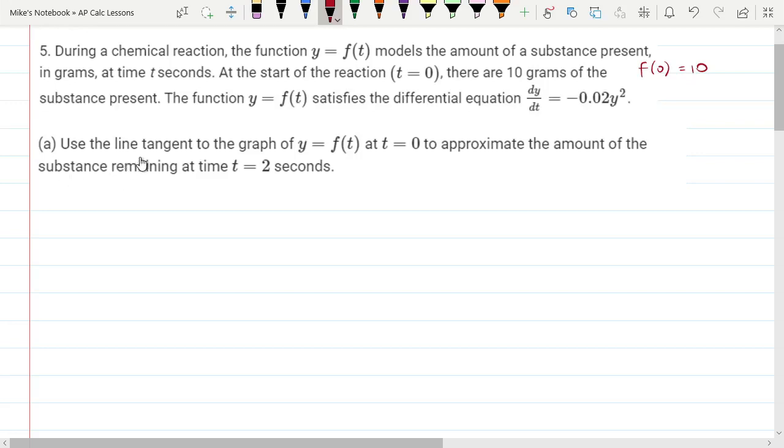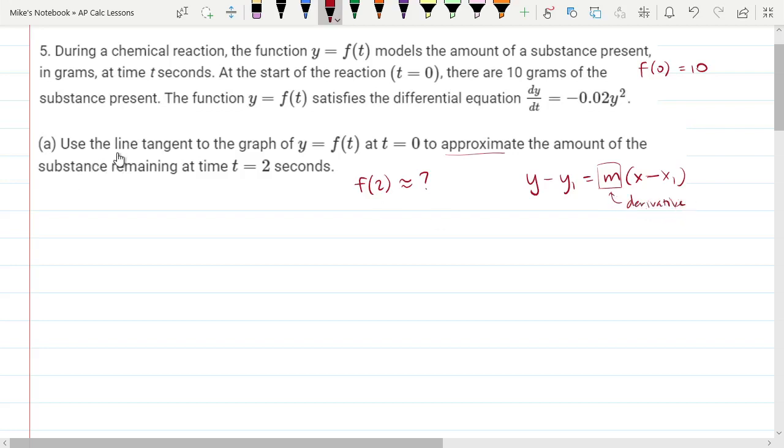So part A says to use the line tangent to the graph of y equals f of t at t equals 0 to approximate the amount of the substance remaining at time t equals 2. So in other words, we're trying to approximate f of 2 using our tangent line approximation. Now, this is something that we did way back in Unit 3, hopefully you recall. And remember, if you're writing the equation of any line, we're using y minus y1 equals m times x minus x1, where m is your slope and x1, y1 is a point on the graph. But remember, if it's a tangent line specifically, then your slope is the derivative.